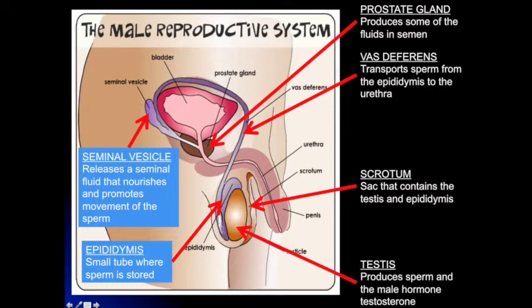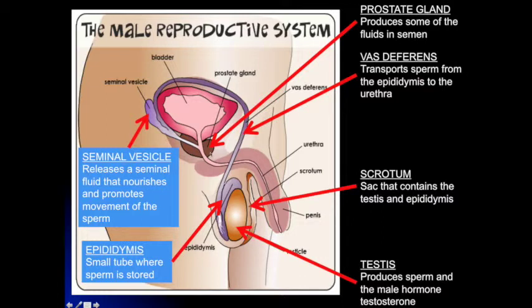Another part of the male reproductive system is the prostate gland, which produces some of the fluids in the semen as well. Now this is very important, males. Boys in class, listen carefully. This is the area where most males get cancer. So read up on that. Prostate cancer, high occurrence in males. So this is what you have to look out for. Take care of your prostate.